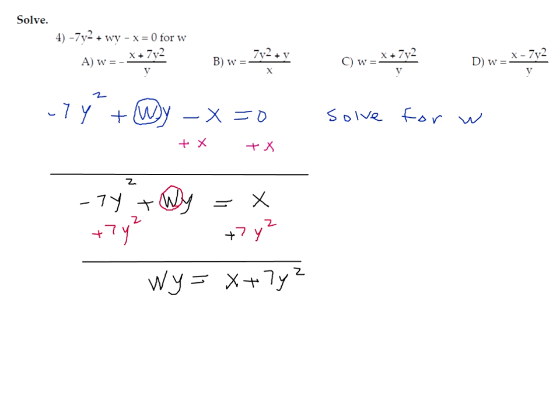What would be a next step here to solve for w? Anyone? Divide by y. So we have w is equal to x plus 7y squared over y. So which one would be the right choice here? Looks like we have C.